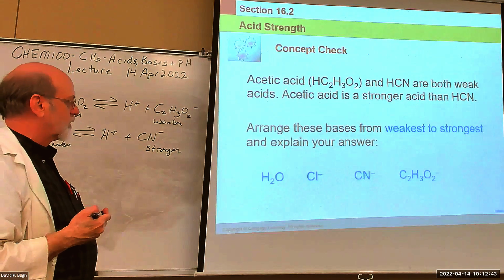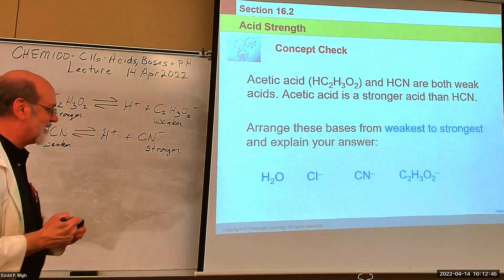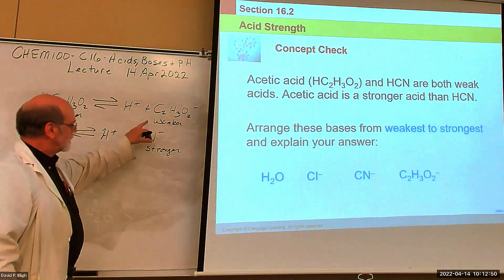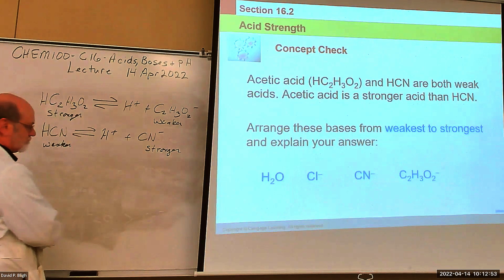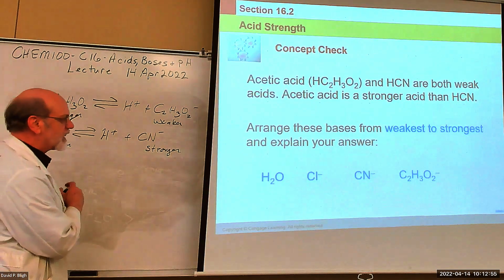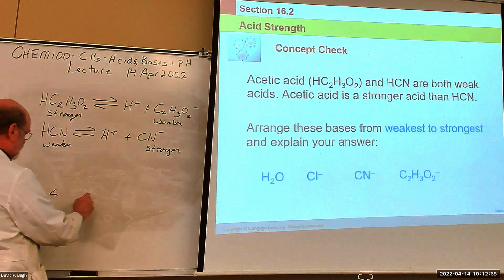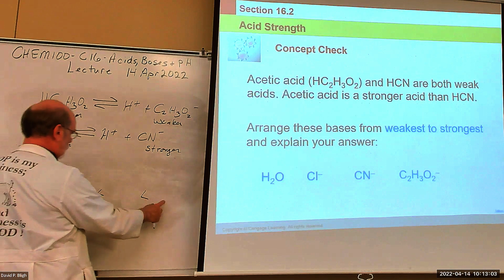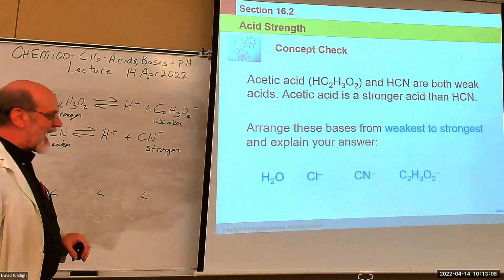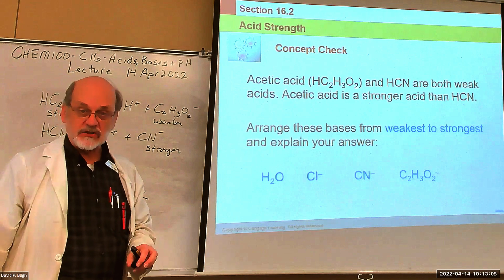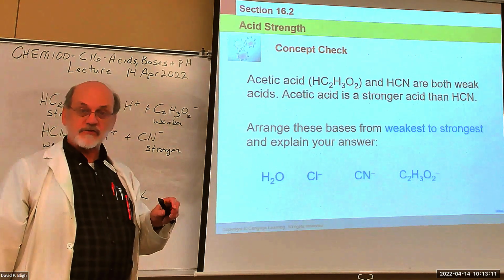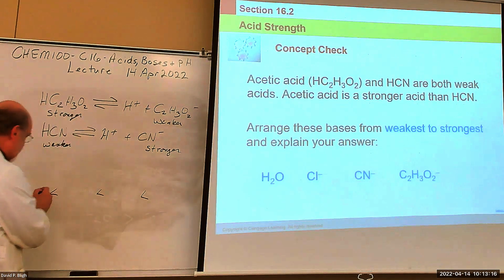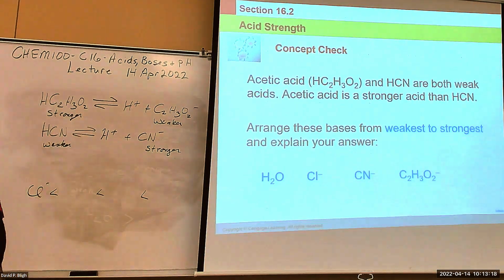Arrange the bases from the weakest to strongest. Okay? So we know how to compare these two. This one's a weaker base than that one. So we're going from weakest to strongest. This is the weakest, weakest, weakest. 4 of them. 1, 2, 3, 4. What is the absolute weakest base in this bunch? It's the one from the strong acid. That one right there. So this is the weakest base in that list.